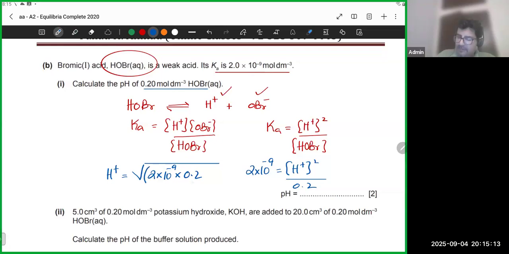Okay, make sure you put a bracket when you're doing that. And once you've found H+1, what you're going to do is take the negative log of that to figure out what the pH is. So can somebody do this? What do we get? Rumesa, Umar, Minal, what are we getting?